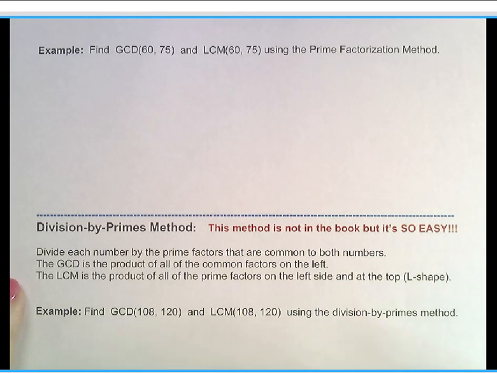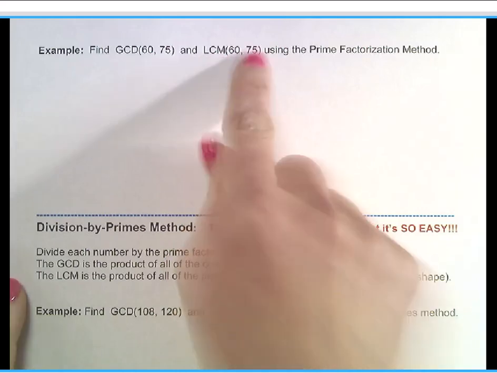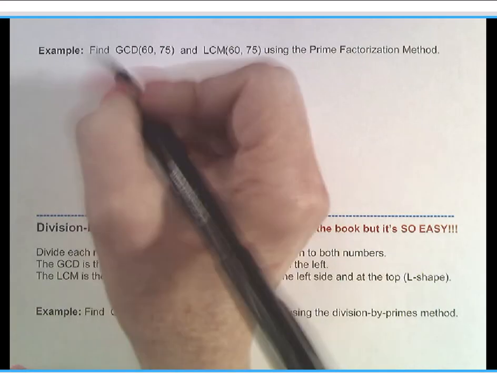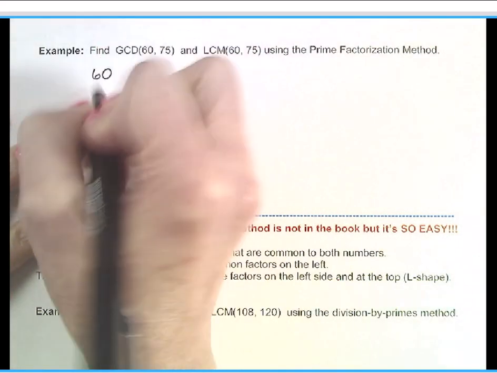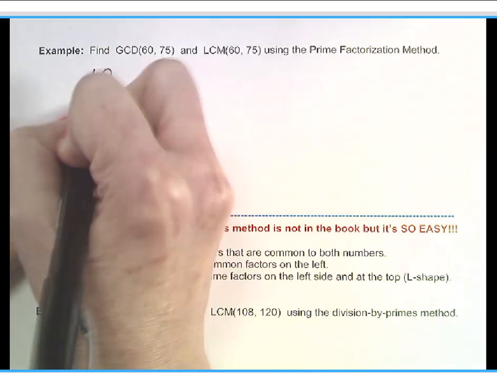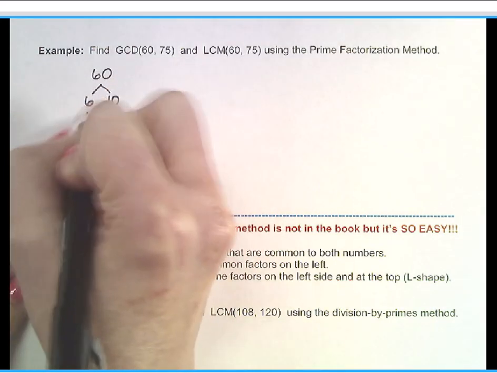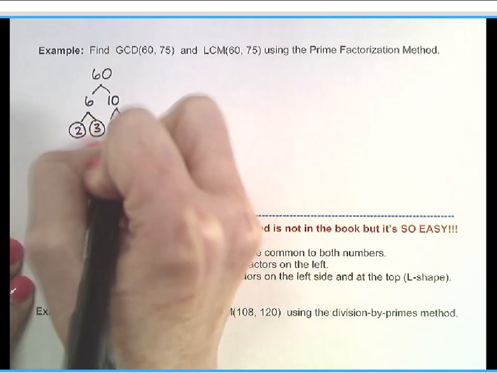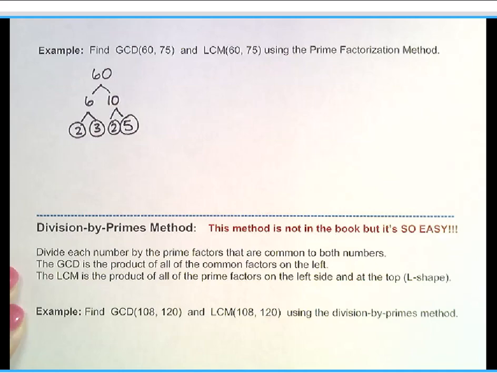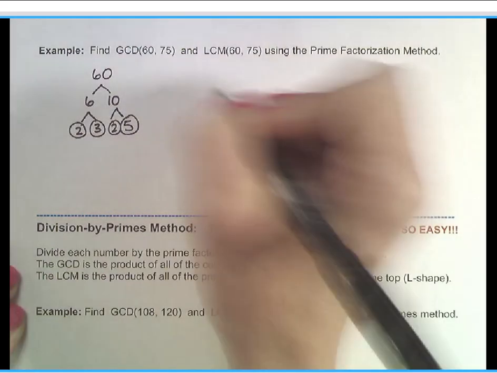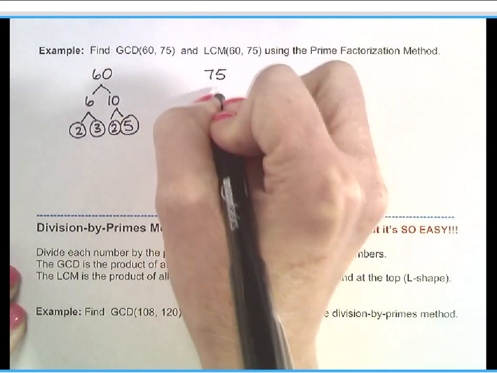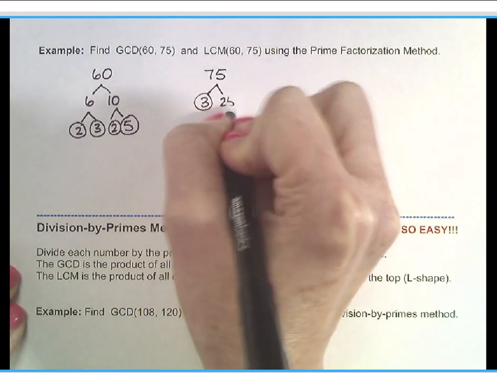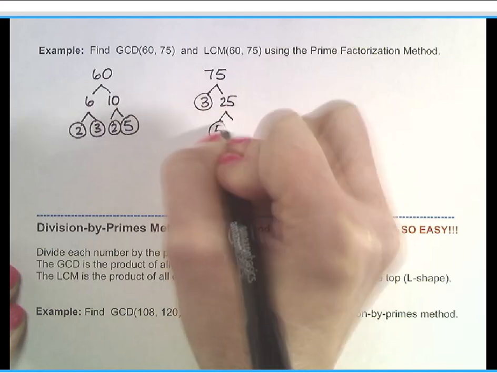Find the GCD of 60 and 75 and the LCM of 60 and 75. So we're going to find both all at the same time. So we're going to start by doing factor trees. For 60, let's do 6 and 10. 6 is 2 times 3. 10 is 2 times 5. So there's my factor tree for 60. 75, we've already done this factor tree already. So it's 3 times 25. And 25 is 5 times 5.